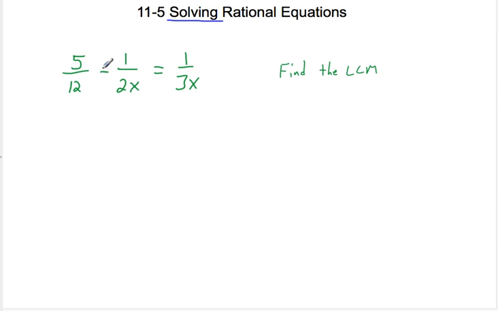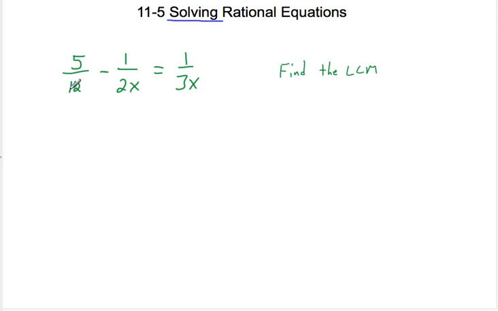So if we have 5/12 minus 1 over 2x equals 1 over 3x, we're going to figure out what x is. First thing we want to do, because we're dealing with fractions here, is find the least common multiple. To refresh your memory, that's just the smallest number that all of these could multiply by something to get to.